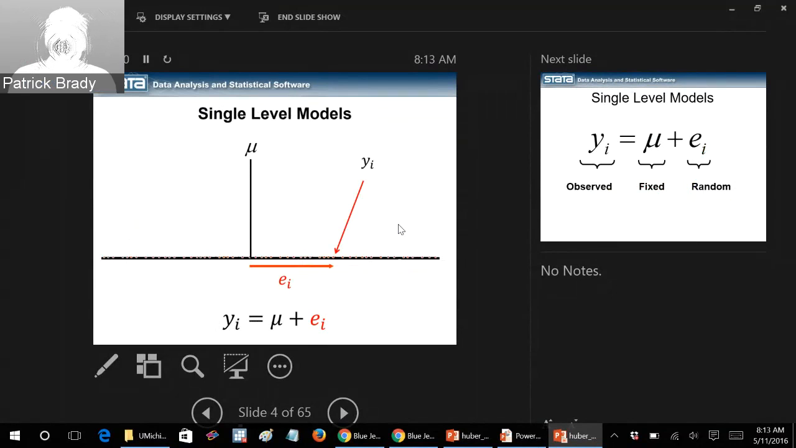So notice that each E has an i, a little subscript, because every observation is going to have a different error, a slightly different error term. So that's a way of thinking of single level data. It'd be just like computing a sample mean.